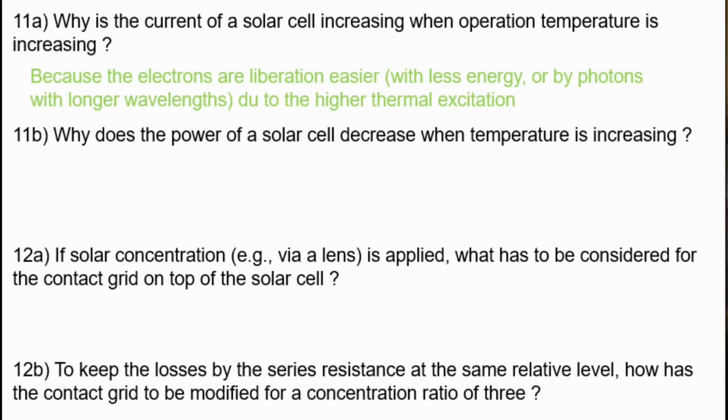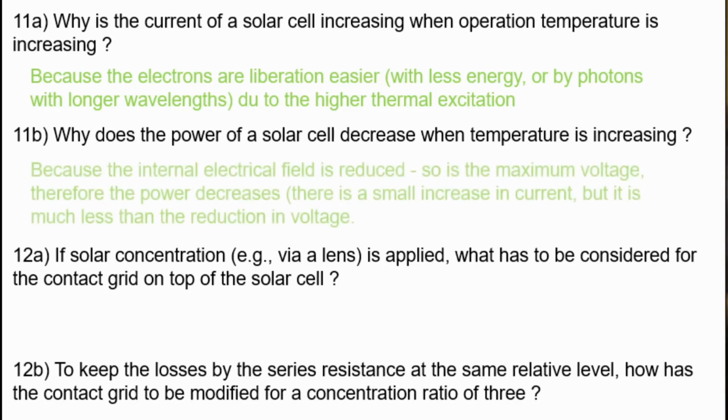Why does the power of a solar cell decrease when temperature is increased? Because the internal electrical field is reduced, so the maximum voltage is also decreased, and therefore the power is decreased. There is a small increase in current, as we saw in the question before, but it's far less than the loss by the voltage reduction.